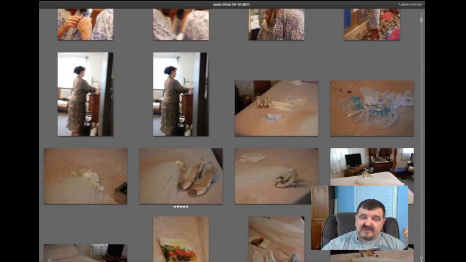The next thing we have here is this again looks like it's part of the garter or the veil. You see her necklace laying there. Here again is the shoes.